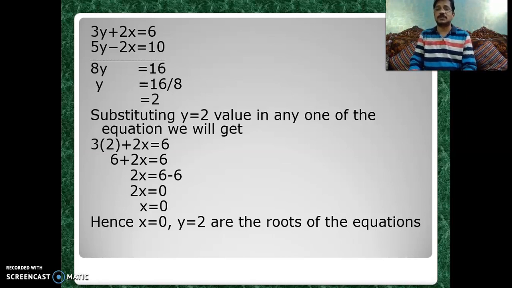3 times 2 plus 2x equal to 6. 3 times 2 is 6. 6 plus 2x equal to 6, or 2x equal to 6 minus 6. That is 2x equal to 0, or x equal to 0. So x equal to 0, y equal to 2 are the roots of the equation.